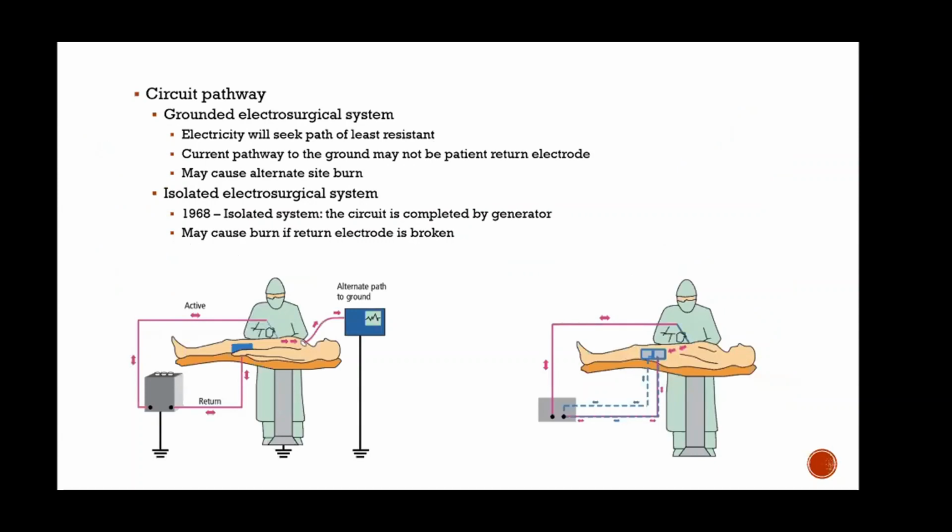Okay, and then the circuit pathway. Before 1968, we used the grounded electrosurgical system, in which the electric current produced by the generator goes to the active electrode to the patient, and then we have a return electrode and then it goes to the ground.